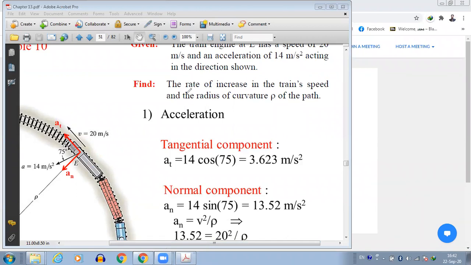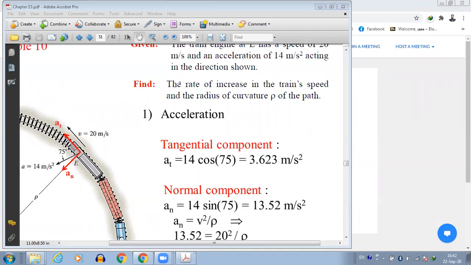So first of all, what is asked? Find the rate of increase in train speed. Rate of increase in train speed is actually the tangential acceleration they are asking about. They could have asked the question like this: find the tangential acceleration. But that would make the problem a bit easy for the students to understand. Dynamics is all about making things more complicated.